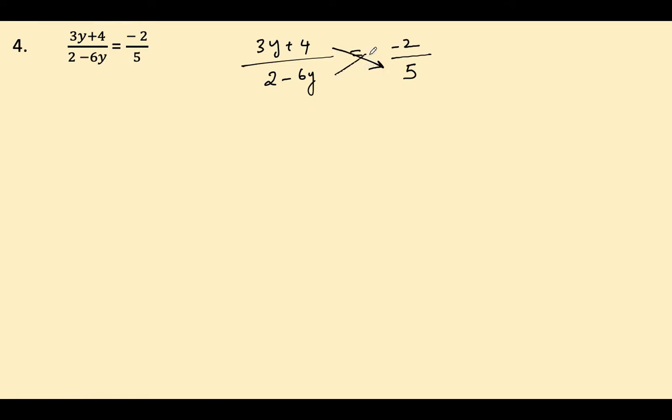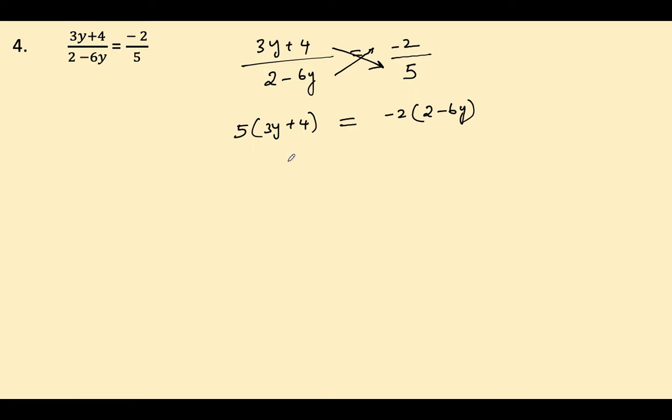That is, we are going to multiply the numerator on the left hand side with the denominator on the right hand side, and the denominator on the left hand side with the numerator on the right hand side. So first let's multiply this. This will be 5 times (3y + 4) equal to negative 2 times, what is this denominator? It is (2 - 6y).